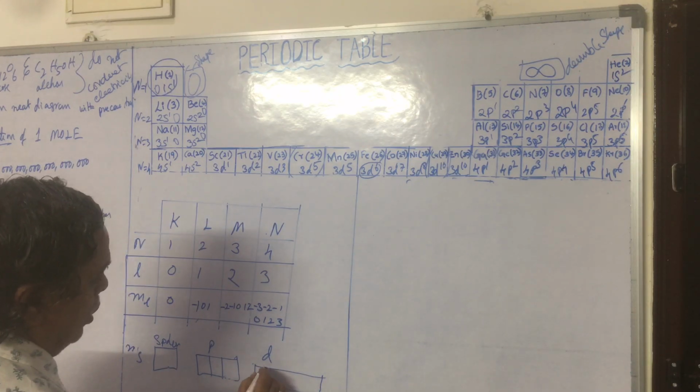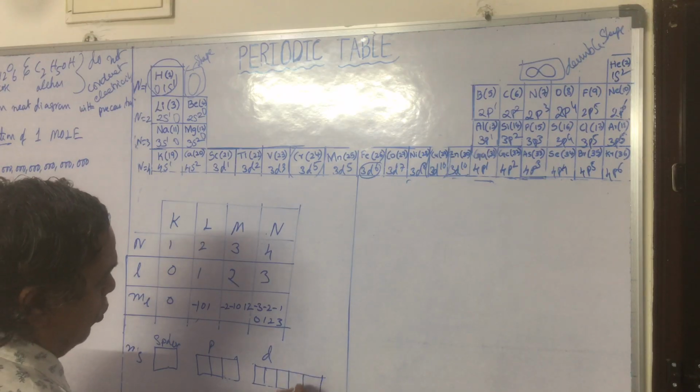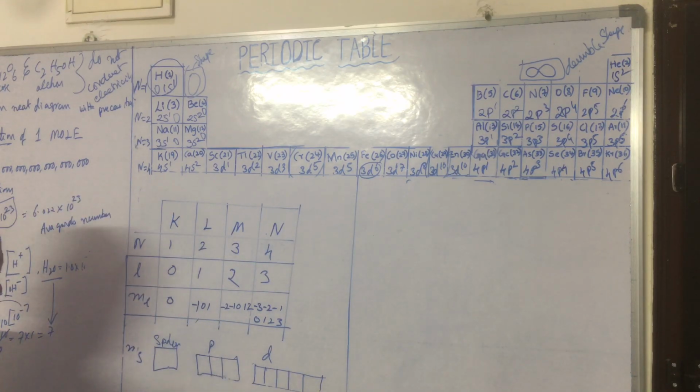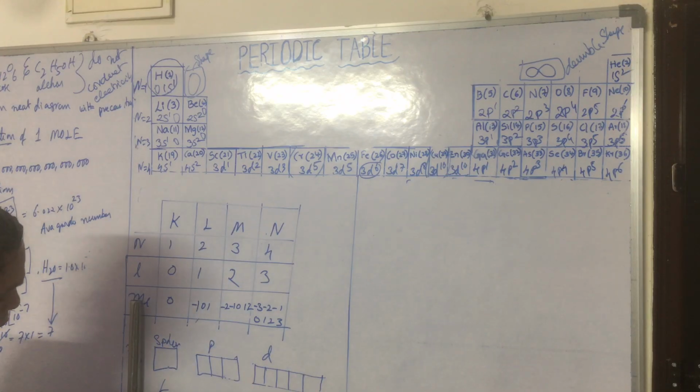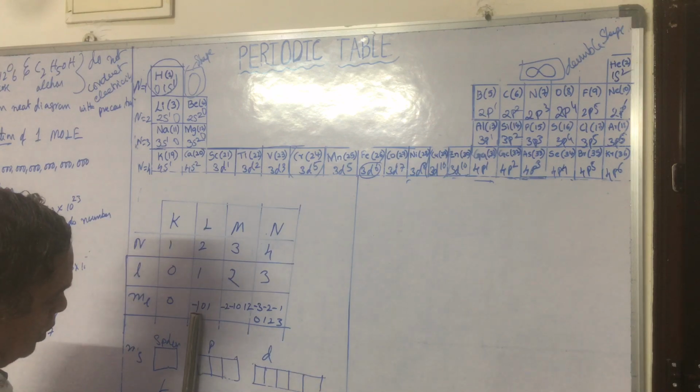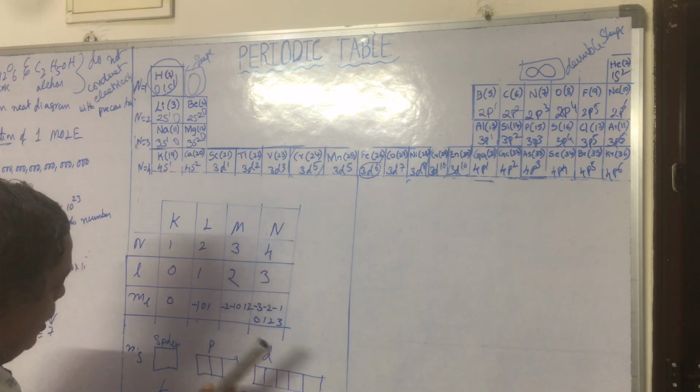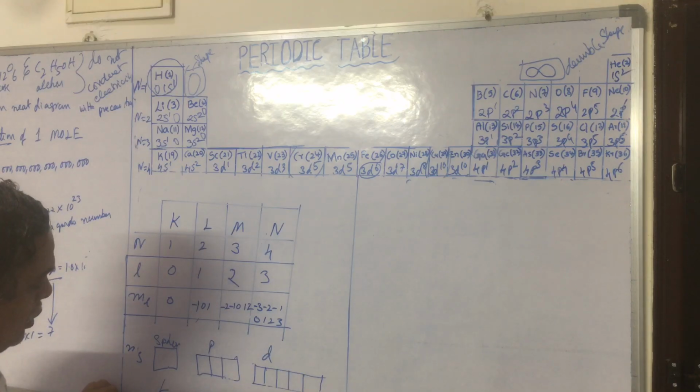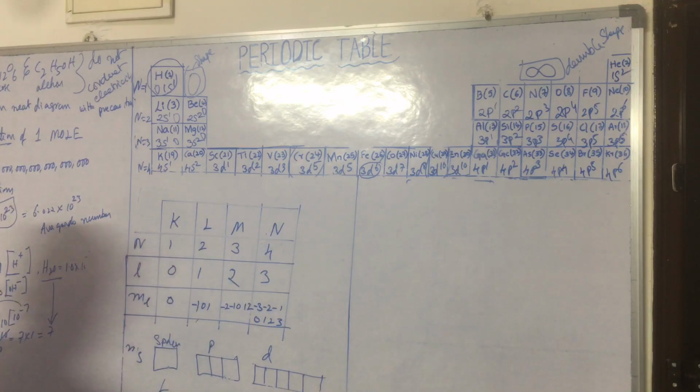Then F: 1, 2, 3, 4, 5. Next, the final one is F block. F block means 7. F block is equal to 7. Write down. F block is equal to 7: 1, 2, 3, 4, 5, 6, 7. This is F block.